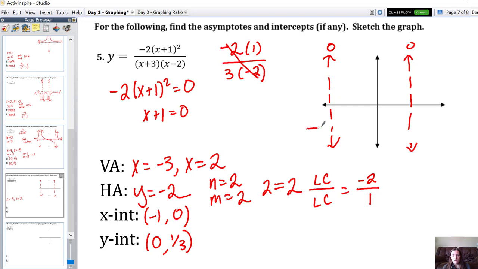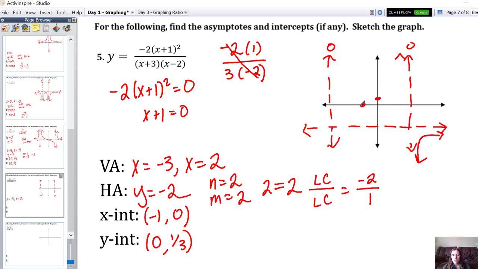We've got our horizontal asymptote at -2. We have a negative fraction this time because of this -2 in our numerator. So we're going to start below the horizontal asymptote. I'm going to go ahead and plot the x-intercept, which was at (-1, 0), and the y-intercept, which is at (0, 1/3). Starting below that horizontal asymptote, hugging those asymptotes. We had an odd degree, so we need to go back up.